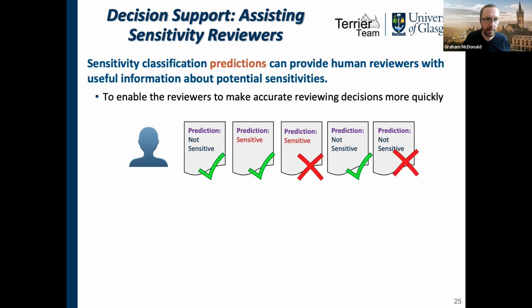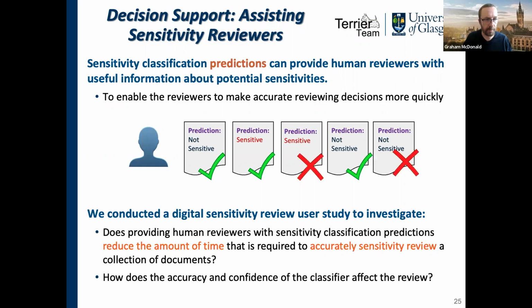So they're reviewing documents, they've got to say which ones are sensitive, which ones are not sensitive. So we want to conduct a user study to make sure that what we're doing in providing them this information about potential sensitivities or sensitivity predictions is actually useful and helpful and doing what we intend it to do. It's one thing being able to predict sensitivities, but if it doesn't actually help the user in the end to do their job better, then there's more work to be done.